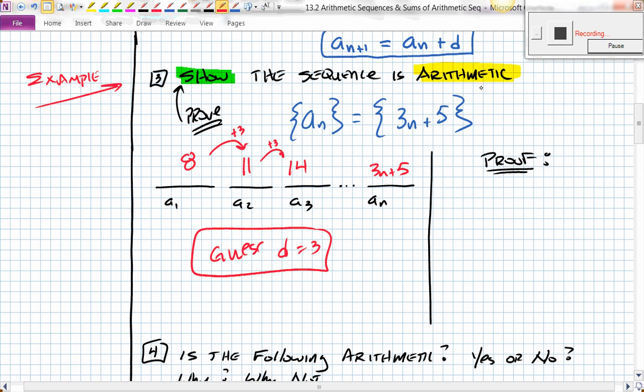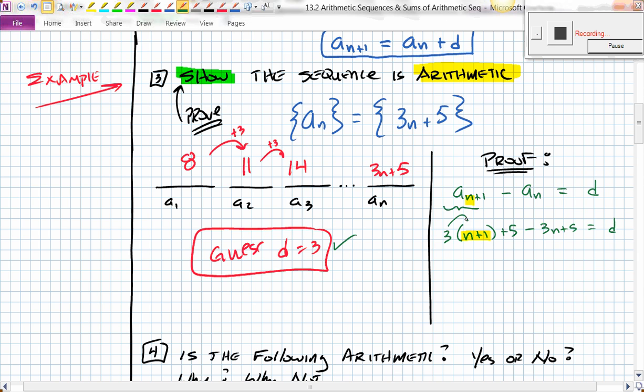But it does say show that the sequence is arithmetic, so let me show you how to do that. What we want to do is take a sub n plus 1 and subtract a sub n from it, and we want that to always equal our common difference, which in this case we're guessing is 3. So what's the value of a sub n plus 1? Well, it's 3 times n plus 1, plus 5. All I'm doing is substituting an n plus 1 for my n. Then I'm going to subtract a sub n, which is just 3n plus 5. And hopefully that should equal my common difference, which I'm guessing is going to be 3.